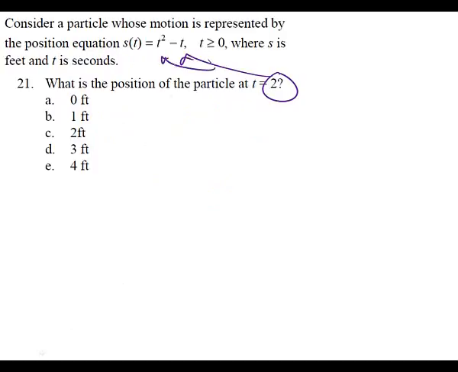Plug it in. So s of 2 equals 2 squared minus 2. So 2 squared is 4, minus 2 is 2. Position doesn't have the per second, right? Position is feet or meters or something like that. All right, anything else you want to talk about? 23.